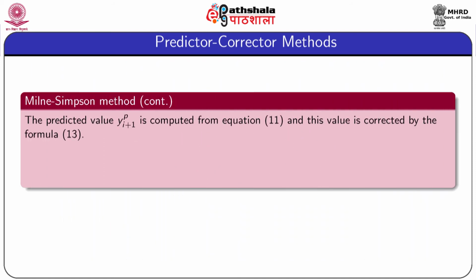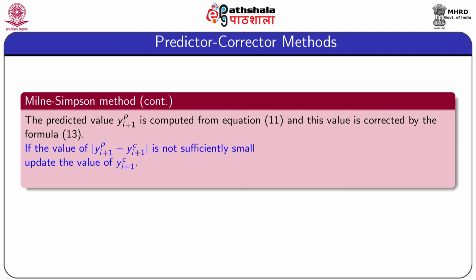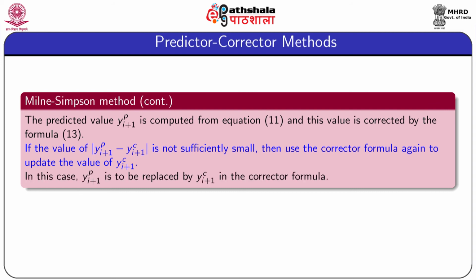The predicted value y_{i+1}^p is computed from equation 11, and this value is corrected by the corrector formula 13. If the absolute value of the difference y_{i+1}^p minus y_{i+1}^c is not sufficiently small, then use the corrector formula again to update the value of y_{i+1}^c. And in this case, the predicted value is replaced by y_{i+1}^c in the corrector formula.